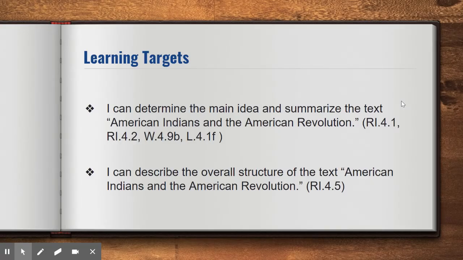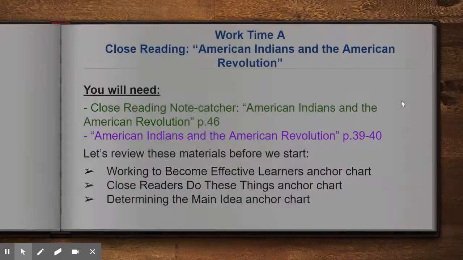Okay, so for your learning targets today: I can determine the main idea and summarize the text, American Indians and the American Revolution. And I can describe the overall structure of American Indians and the American Revolution.